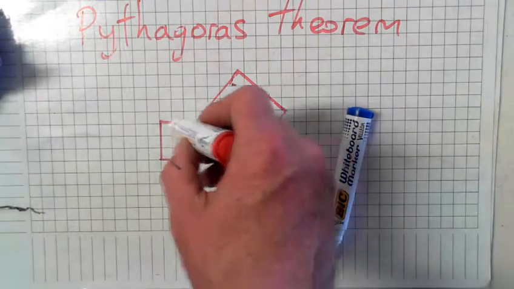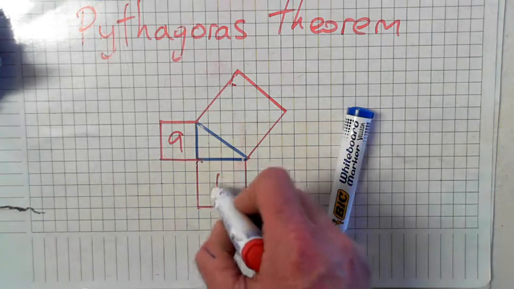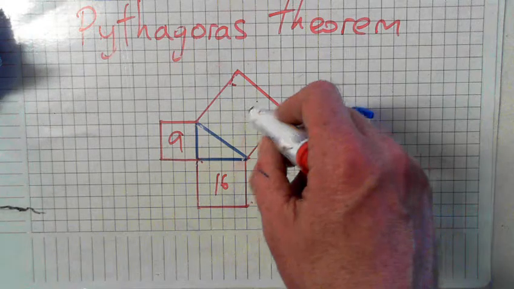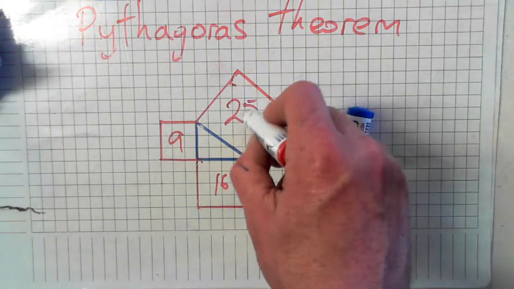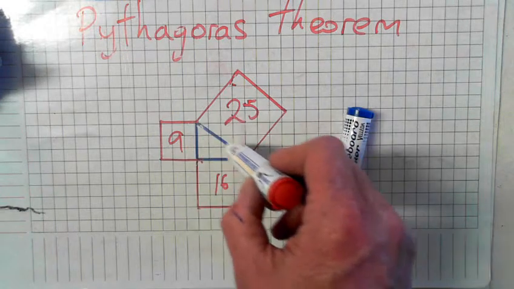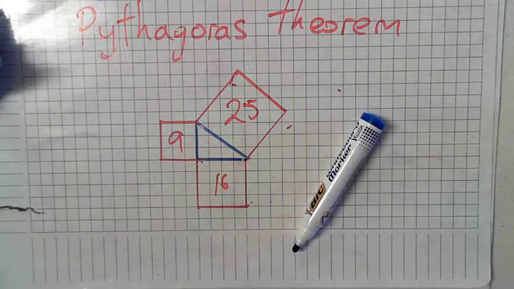So this is 3 by 3, 9, 4 by 4, 16. If I add those two together, I'll get 25. I'll get the area 25. If I get the square root of 25, I'll get the length of this side here. The length of this side is 5.